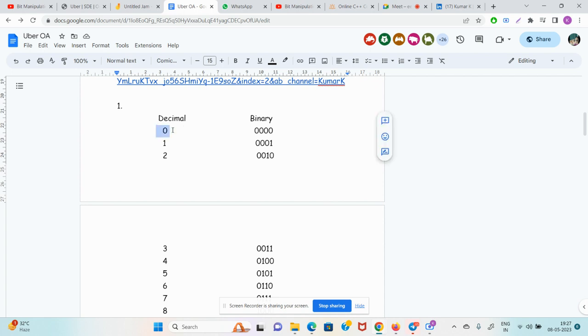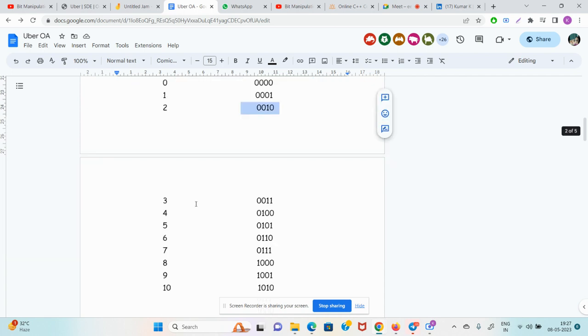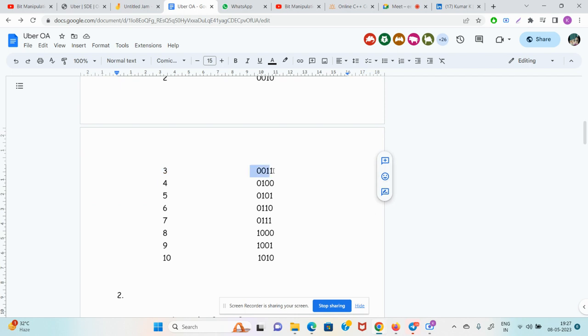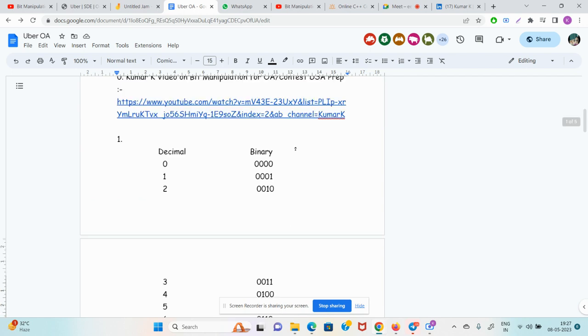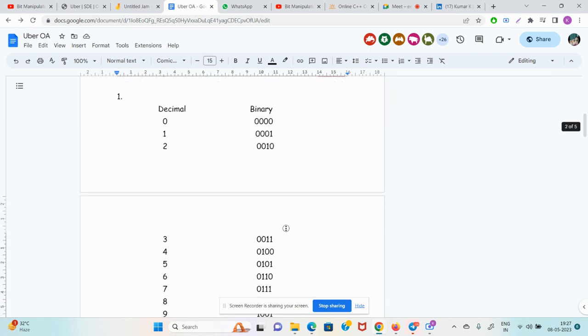So decimal 0 looks like 000 in binary. Decimal 1, binary looks like this. Decimal 2, binary looks like this. Decimal 3, binary looks like this. Similarly, I've converted all the decimal numbers to binary numbers. You can check. I hope this much basic is clear to everyone. If you have passed 10th standard, you know decimal and binary.